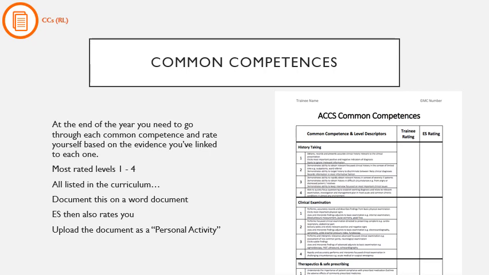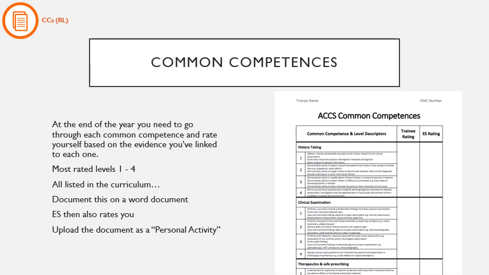So once you get to the end of the year, you're going through all of your evidence. You need to give yourself a rating for each of these domains based on the level descriptors. Now, these are all listed in the curriculum, but it's a very long-winded way to find the information. So I've created a summary document with each of the 25 common competencies and their respective levels of competence, and most are graded from 1 to 4. So you pick the level which best describes you and you note it down.